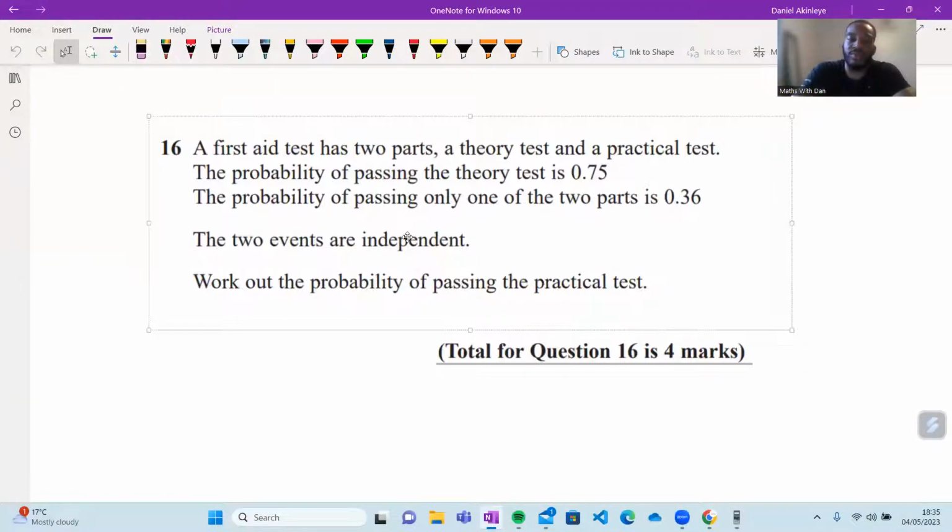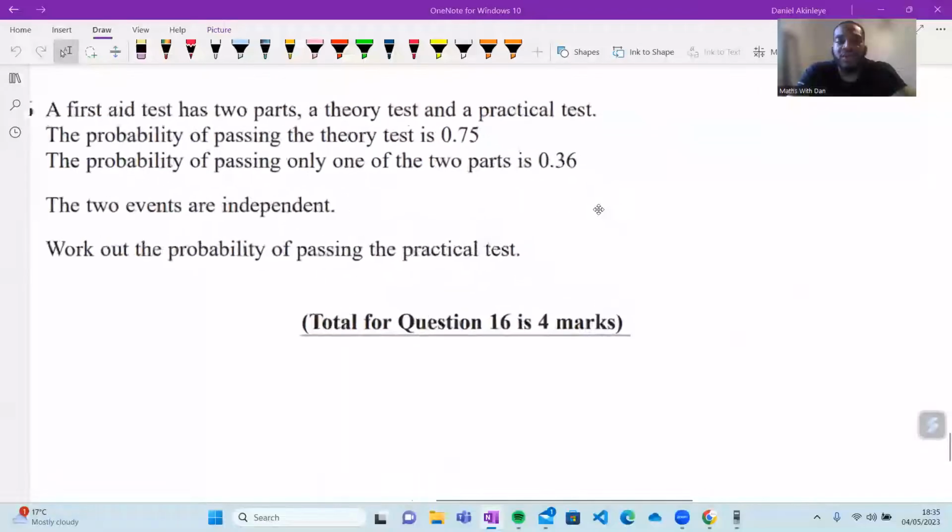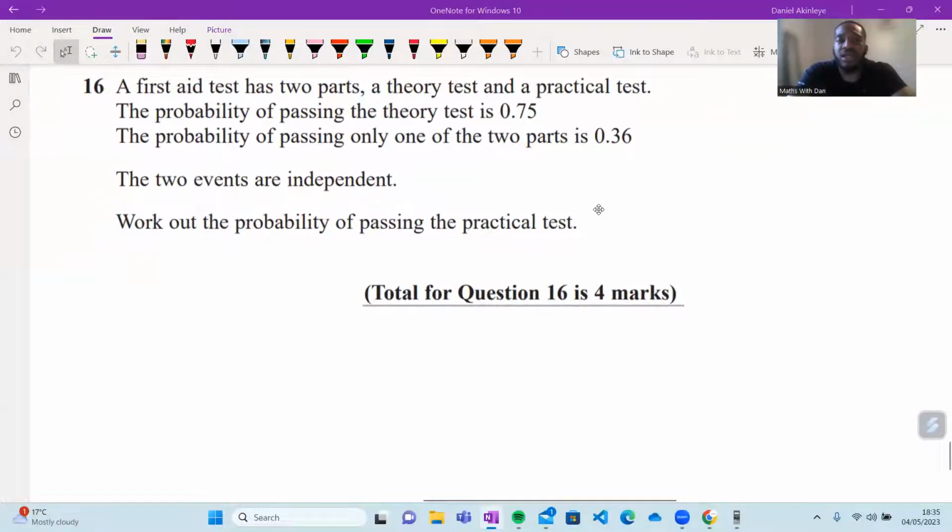So the way I'm looking at this question is clearly it's a probability question, and there's a bit of information about two different sets of things. There's a test, there's a theory part to the test, there's a practical part, and they've told us the probability of you passing the theory part of the test. And then they tell us that the probability of passing only one of the two parts is 0.36. So that's not exactly one of the probabilities. It's more of a scenario. It's a combination of probabilities, isn't it? Now, we need to work out the probability of us passing the practical test.